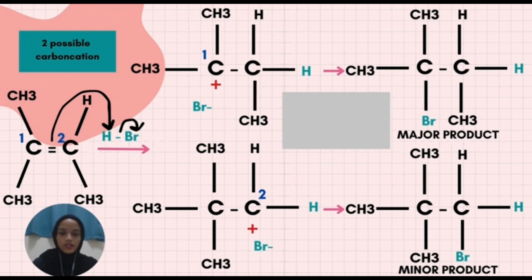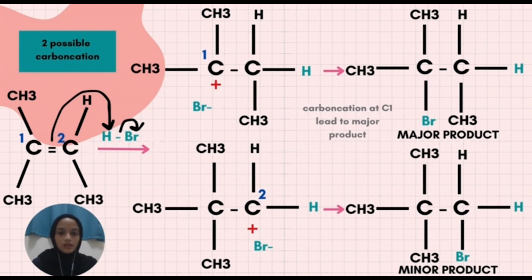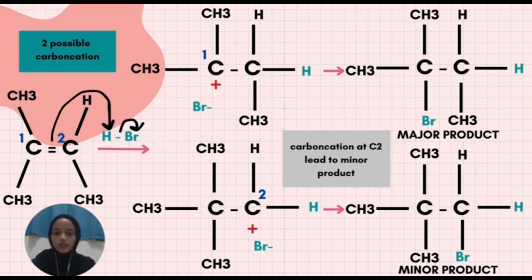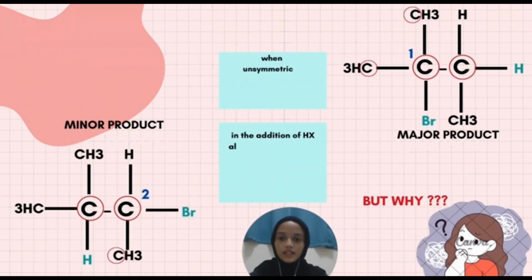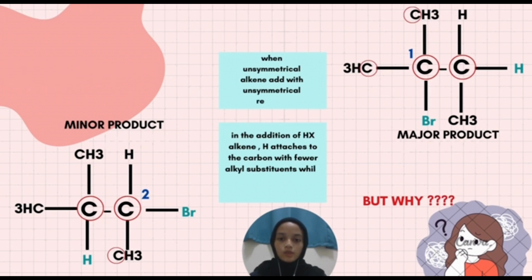As you can see, when the carbocation is at C1, it will lead to the major product, while when the carbocation is at C2, it will lead to the minor product. Here, we can see that the hydrogen atom will be added to the carbon that has fewer alkyl substituents, while the bromine will be added to the carbon that has more alkyl substituents to get the major product.